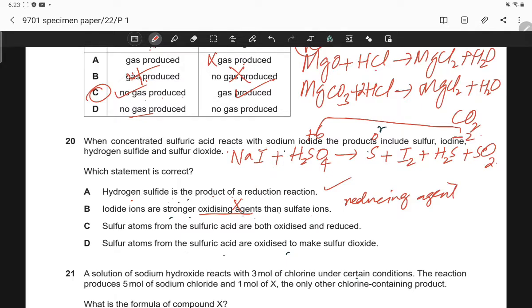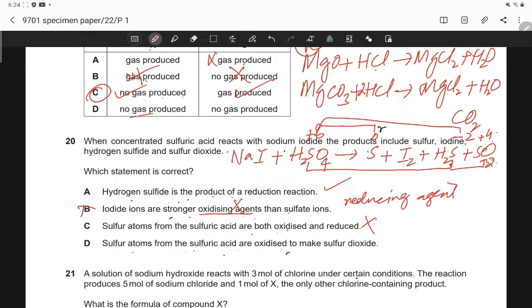Stronger oxidizing agent than sulfate ion, so this is incorrect. Sulfur atoms from the sulfuric acid are both oxidized. So plus 6 going to minus 2. Over here it is plus 4, over here 0. So plus 6 to 0, this is reduced, plus 6 to minus 2, this is again reduced, and plus 6 to plus 4, again reduced. So this is also incorrect.